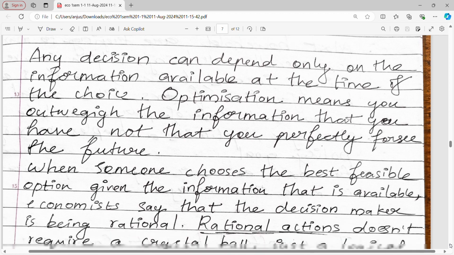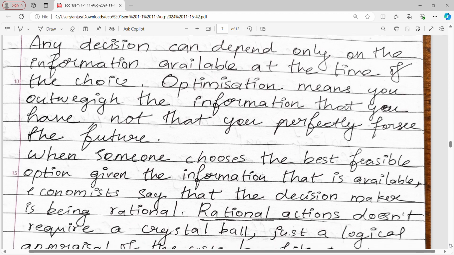Any decision can depend only on the information available at the time of the choice. Say you are investing in the stock market, and tomorrow the market might crash, but you don't know. At this point of time, you don't know if the market will crash or boom. So you invest your money with the available knowledge about this particular stock, how they are doing. That is the information available at the time of the choice on which you depend to decide whether to invest in the stock or not.